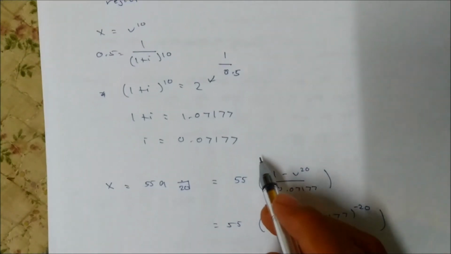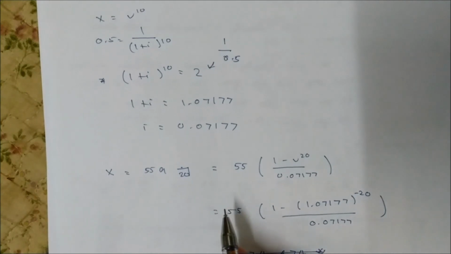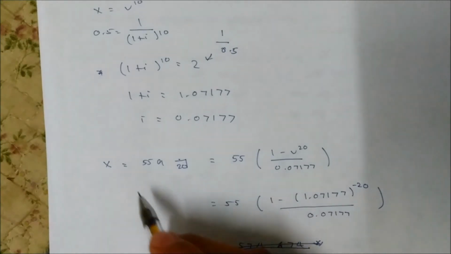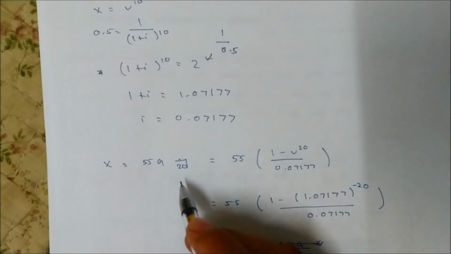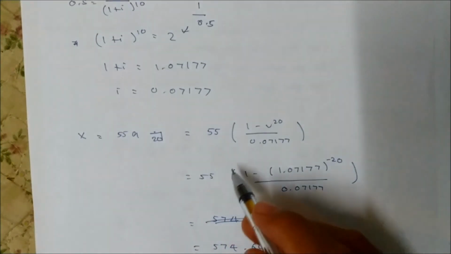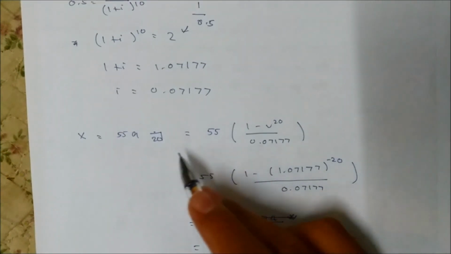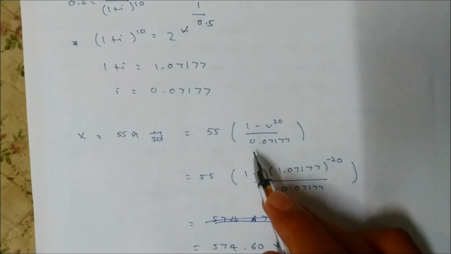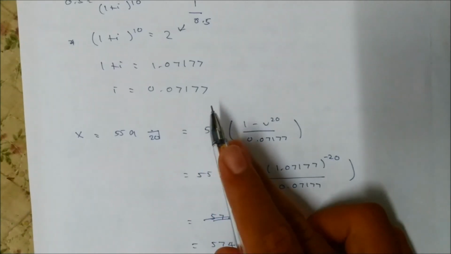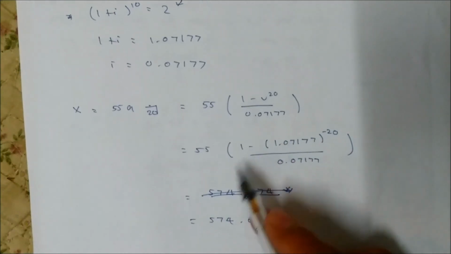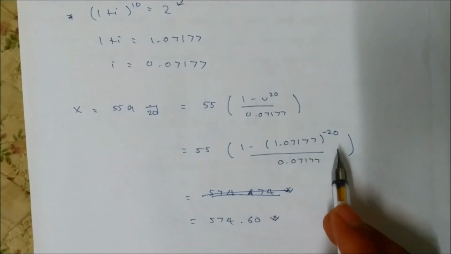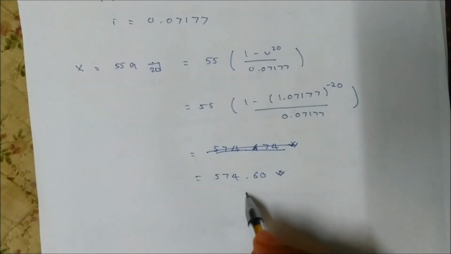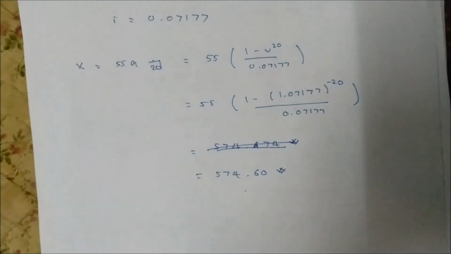0.07177. But since the question asks for the present value of both of the annuities, we will use the first annuity, which is 55 a angle 20, for easy calculation. So substitute the formula of a angle 20 with (1 minus v^20) over the interest rate that we obtained from here. Calculate this and substitute all of the values given. Lastly, we will get $574.60.